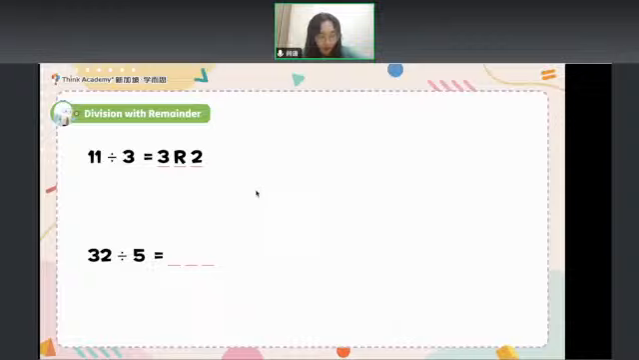Is this one hard? 32 divided by 5. Okay, correct. 6, and then remainder? Remainder 2. Okay, I see some mistakes. Who wrote down 7? No, not 7, 6, okay? 5 times 6, that is 30. And then you see the 30 and 32, what is the gap? 2. So the 2 is the remainder, okay?